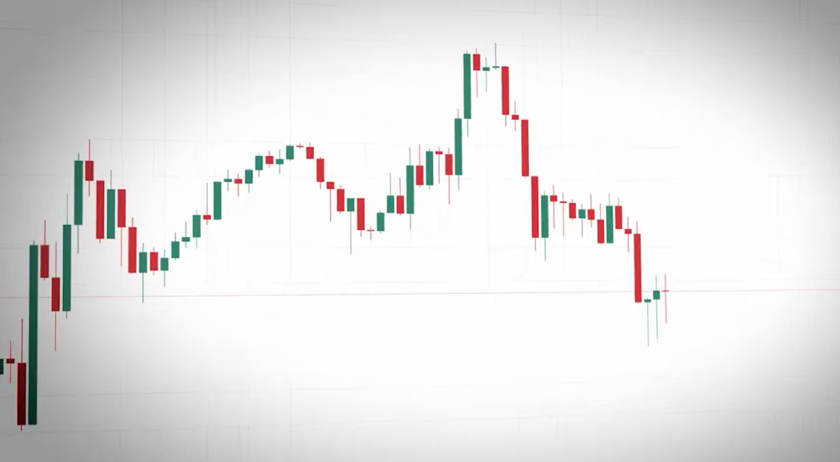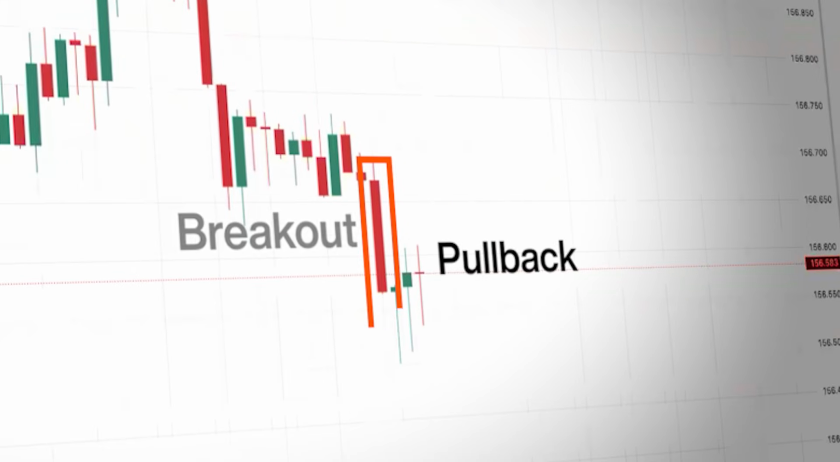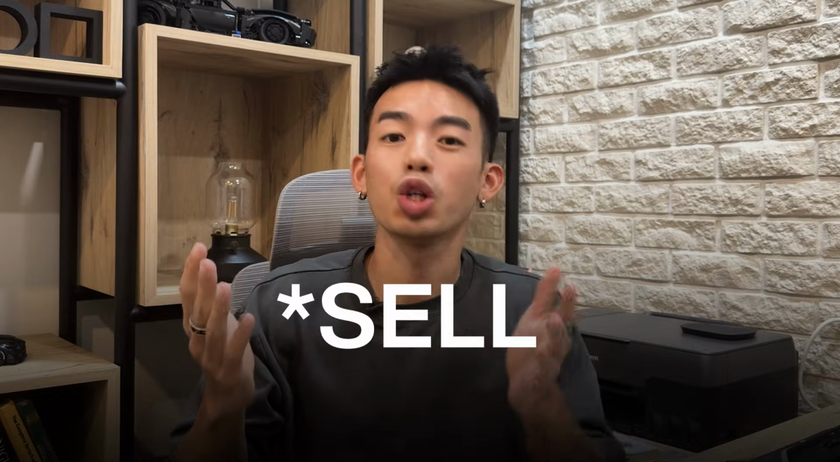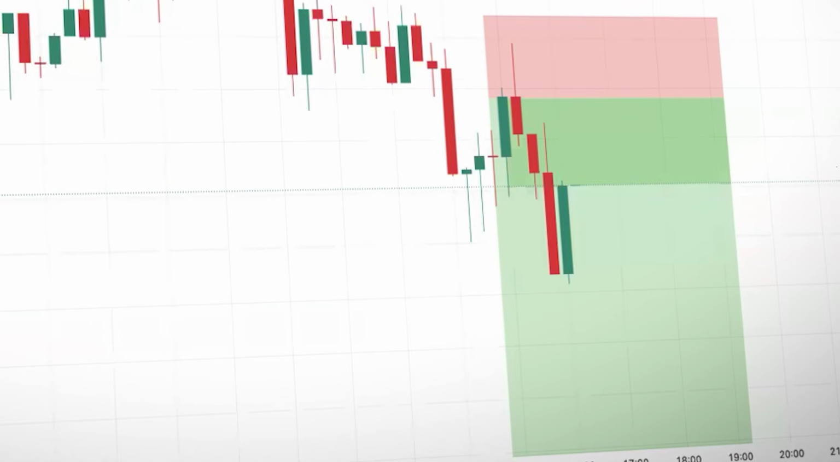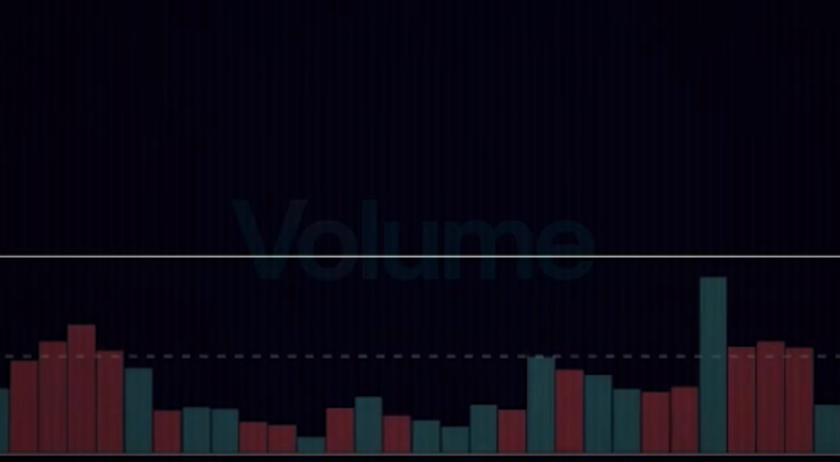Take a good look at this chart right here. A clear level, a breakout of that level, a pullback into that level for a retest, and that's a perfect buy opportunity, right? Wrong. If you bought there, you have just become the liquidity for the bigger players. Why? Because you're ignoring that one thing that never lies, and that's volume.